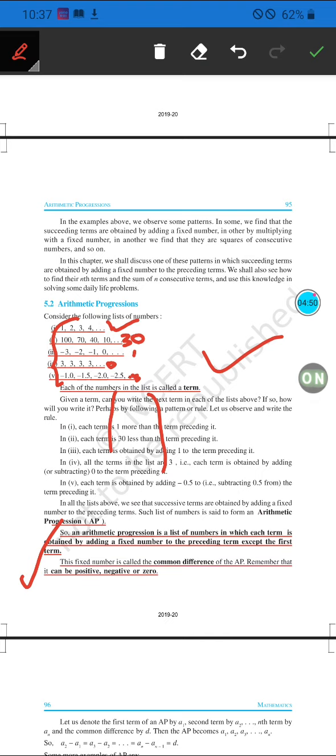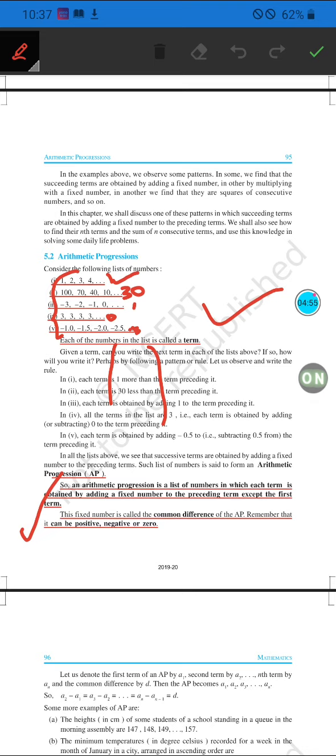Observe the examples. In the first example, the first term is 1. Adding an equal number to get the next number, it is 2. Adding the same number 1 to 2, it becomes 3. Adding the same number 1, it becomes 4. An equal number is always added to get the next number, so it becomes an arithmetic progression. Maybe the book definition takes longer to study; simply write what I told you.